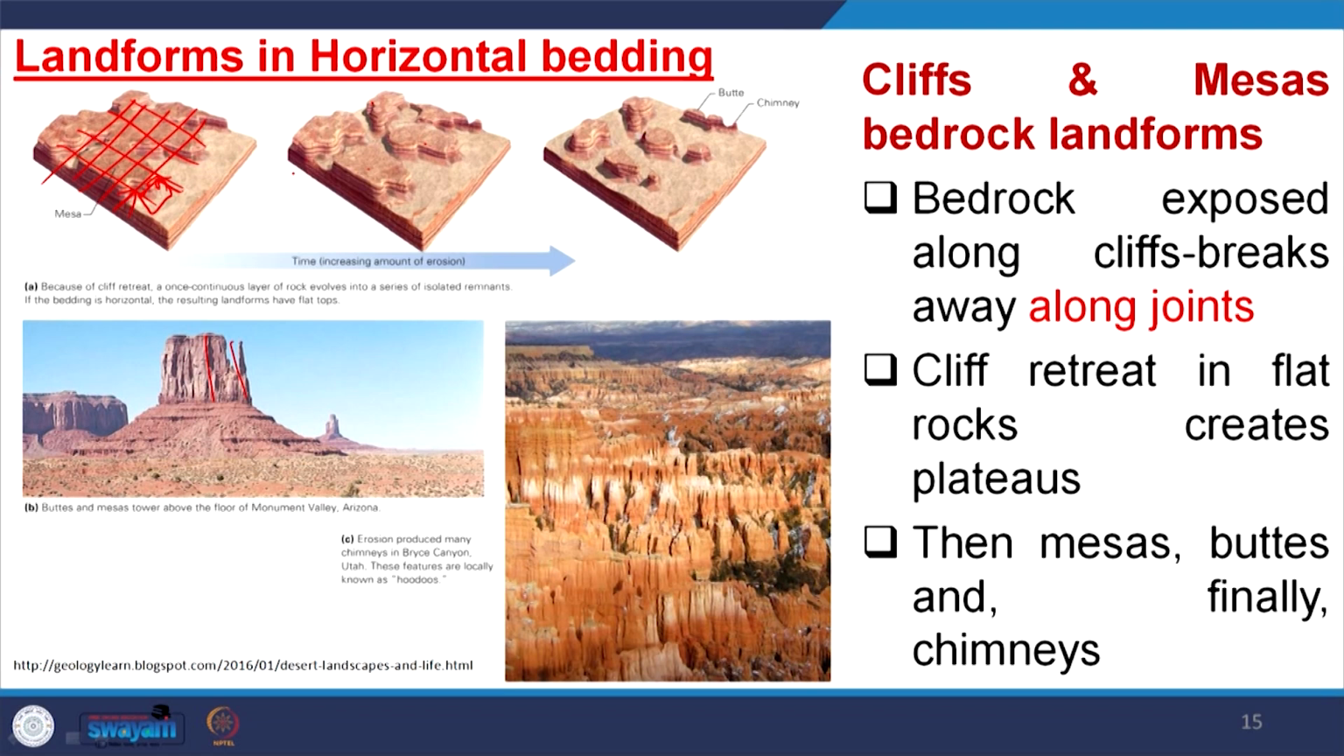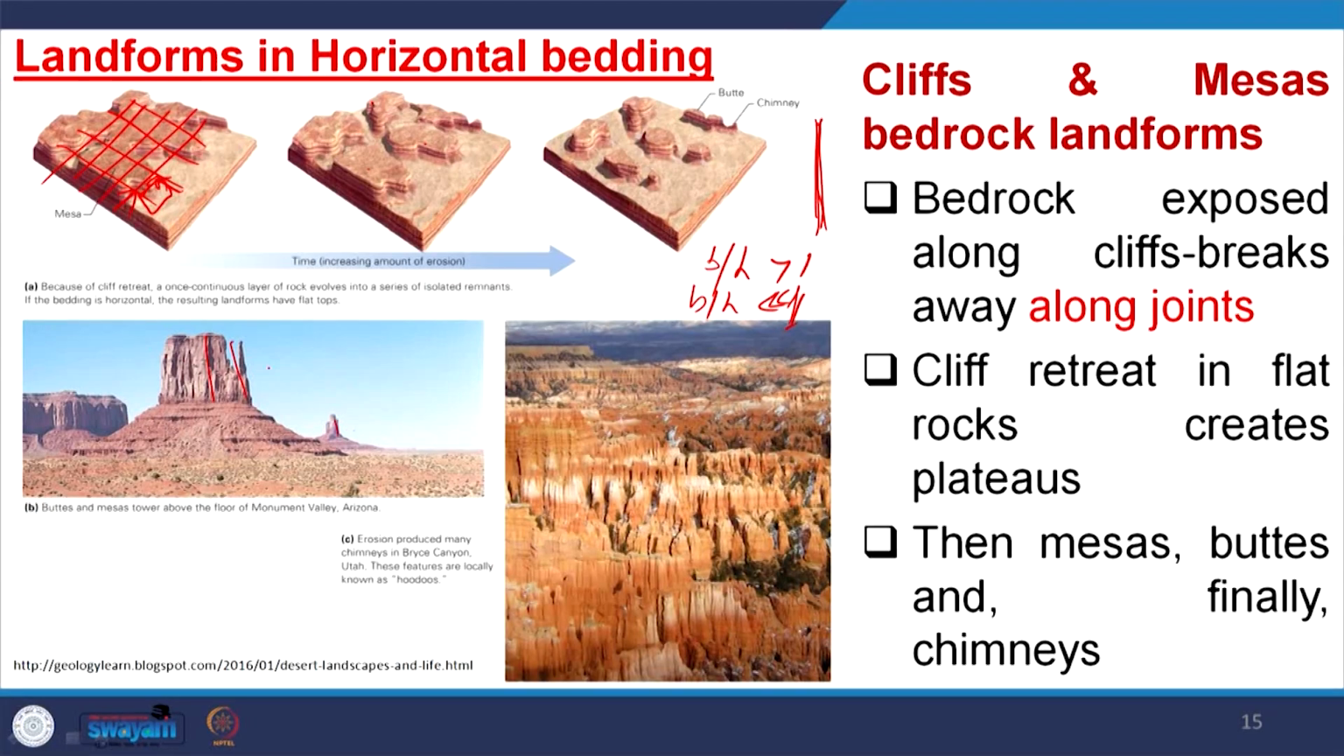Now, you see, mesas are where the B by H ratio is greater than 1, and butte where the B by H ratio is less than 1. If it is much less than 1, then it is called a chimney. A chimney is simply a linear or columnar form of rock. For example, here it is a chimney. If the base height ratio is more than 1, that is called a mesa, and if it is less than 1, it is called a butte.